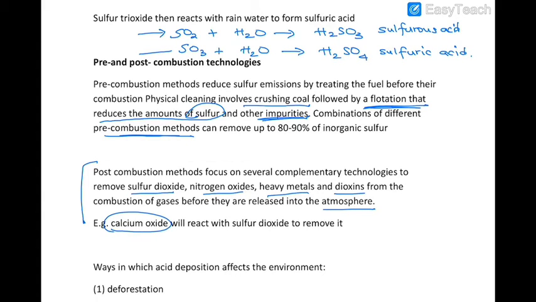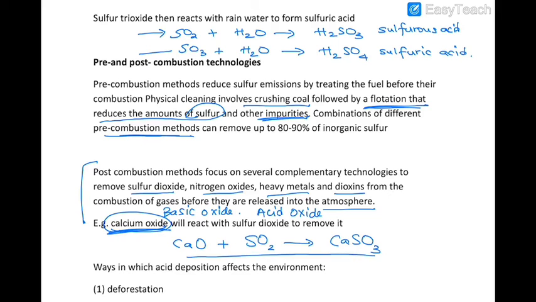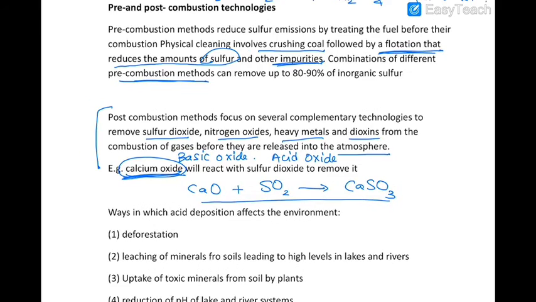And for this we can use calcium oxide. Calcium oxide is quicklime. We get quicklime from limestone. You heat limestone, it produces calcium oxide, and this is a basic oxide, so it will neutralize acidic oxide. So this is how it's neutralizing the acidic oxide.